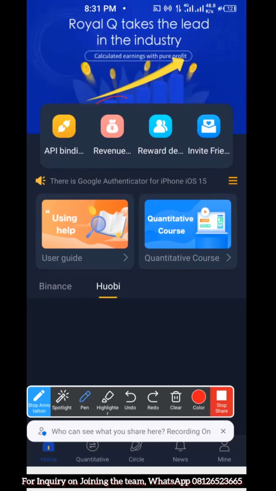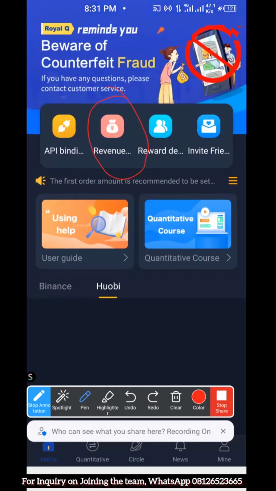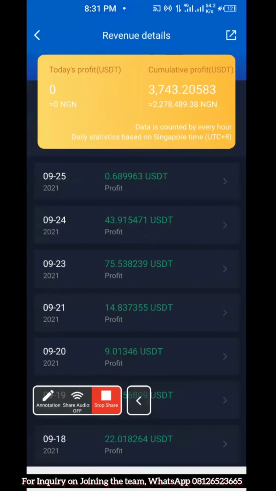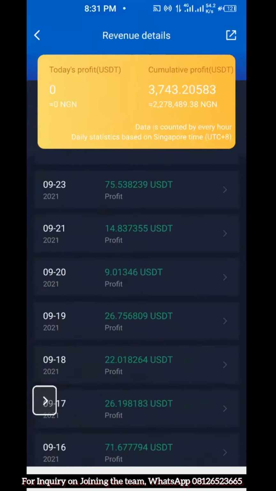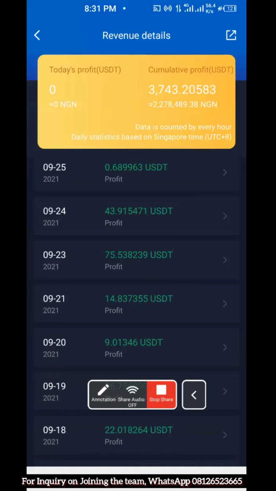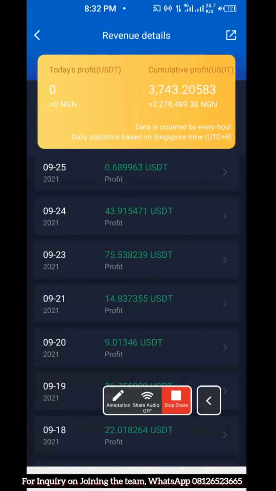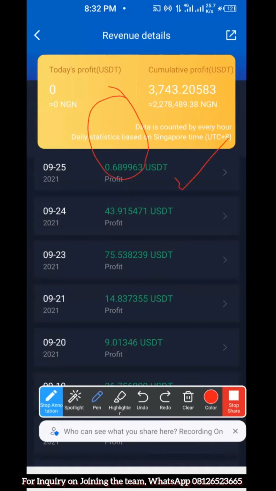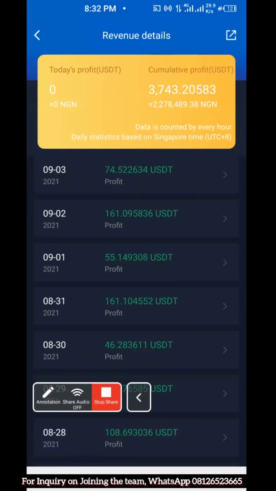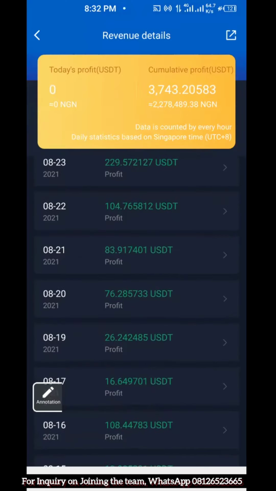All right, so here we have the revenue box, which I said is my favorite. I'm going to click on it right now to take us in there. Now, what is the revenue box? This actually shows you how much you have been able to make within a specific period of time. Here we can see on the 25th, which is today, being a red day, not much has been made. Yesterday, $43, the other day, $75, and so on. It goes on and on. If you scroll down, you keep seeing how much has been made. You know, it is very possible for you to make good money using Royal Q.